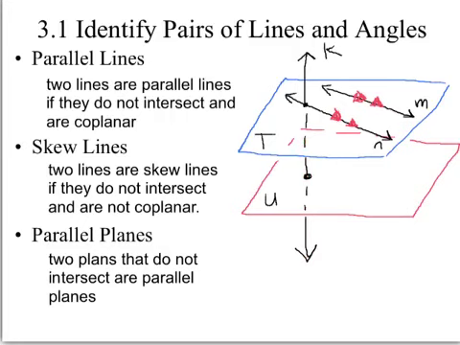Parallel planes. 2 planes, not plans. 2 planes that do not intersect are parallel planes. I have plane U and plane T that do not intersect and are parallel planes. When 2 planes are parallel, I can actually write it like this: U is parallel to T. Okay? There's no way for me to signify on the drawing that they are parallel like I can with the lines. But if I have parallel lines, I can say line M is parallel to line N. And that's it.